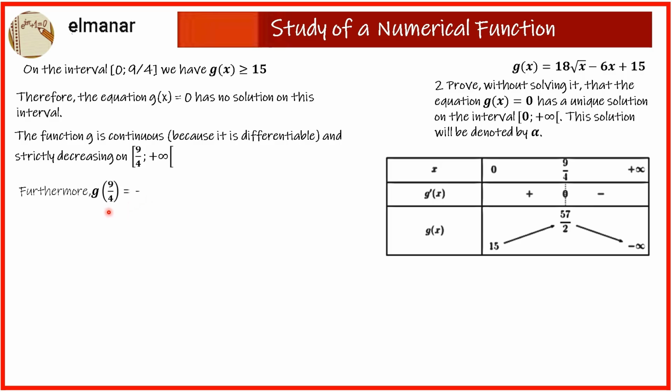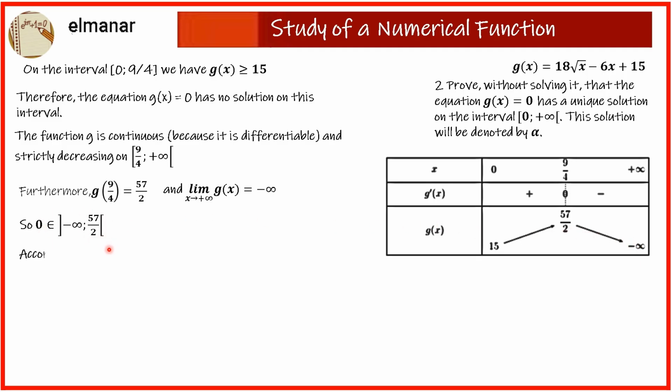Additionally, we have g of 9/4 equals 57 divided by 2. The limit of g of x, as x tends toward positive infinity, is equal to negative infinity. This means that the function transitions from strictly positive values to strictly negative values. In other words, the image of g includes all real numbers strictly less than 57 divided by 2. Thus, 0 belongs to the image of g.